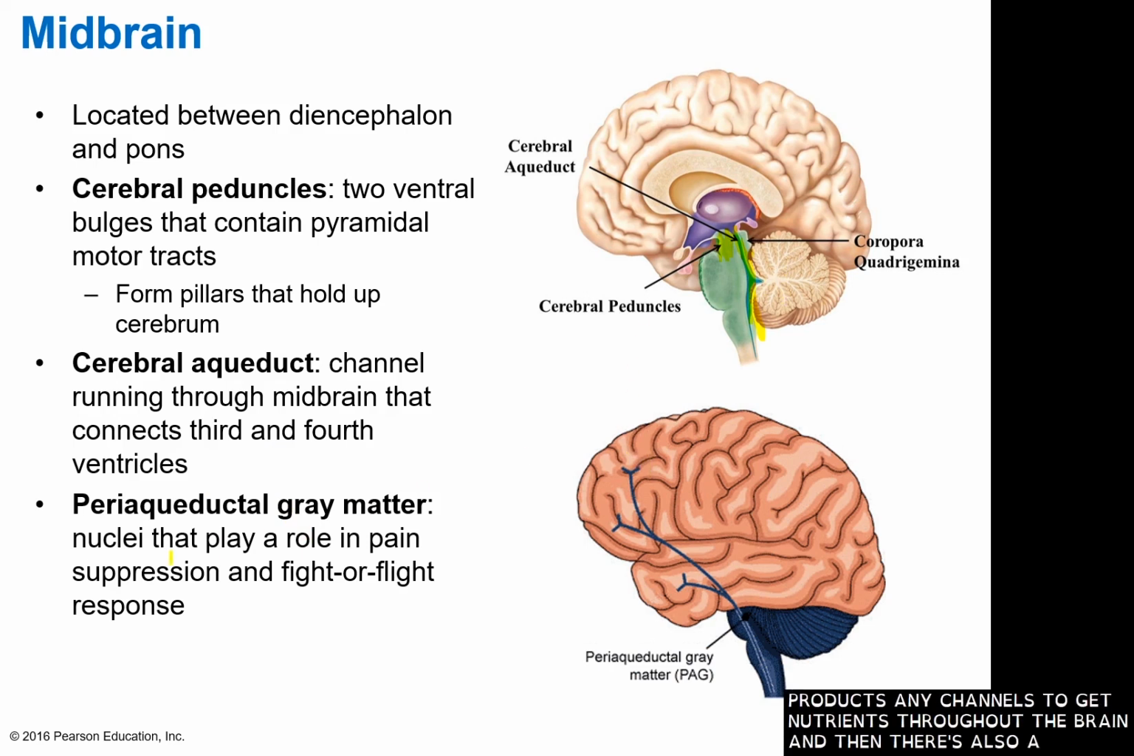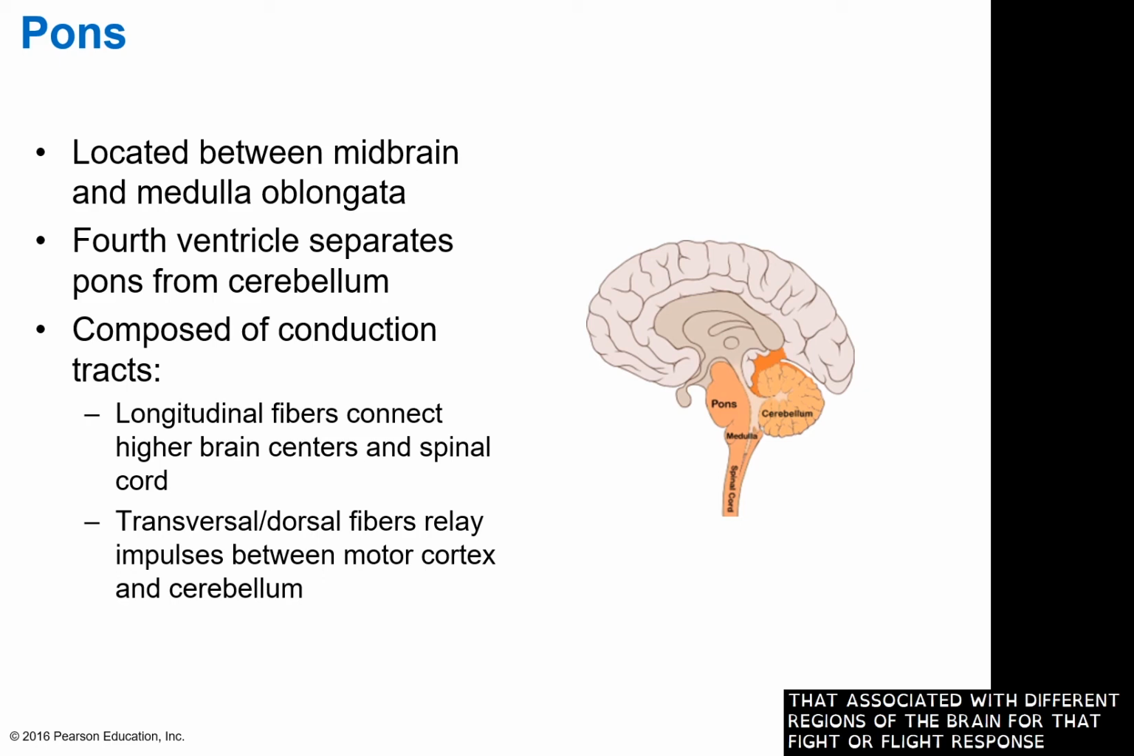And then there's also the periaqueductal gray matter. So these nuclei play a role in pain suppression and the fight or flight response. So these really, really quick reaction centers here are associated with different regions of the brain for that fight or flight response. Then we have the pons, and this is another association center. These longitudinal fibers connect higher brain centers and the spinal cord, and these relay impulses between the motor cortex and the cerebellum. Lots of stuff happens in the pons. There's lots of nuclei there, but it's a major association center as well. We'll be talking about the pons when we talk about other chapters in A&P, so I won't dwell on it too much right now.